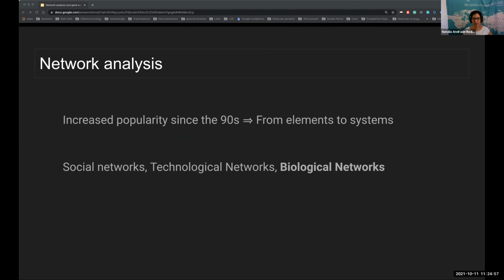Network analysis is a young field. Its popularity increased in the 90s because we started changing from studying elements to studying systems. We started having high-dimensional, high-throughput data in genetics, geographically as well, and even on the web, in computational information. We had such huge amounts of data that people noticed the only way to make sense of them was through network analysis.